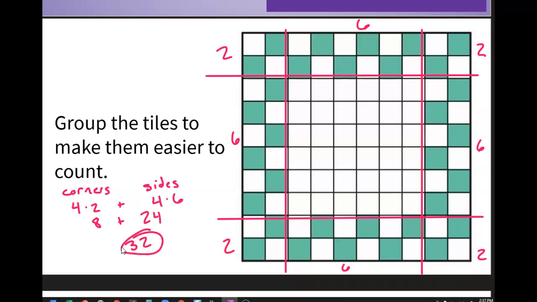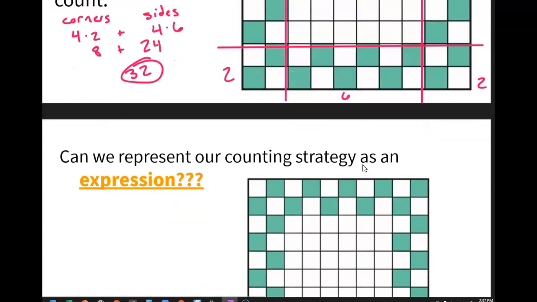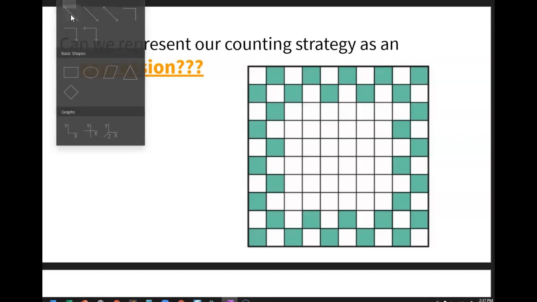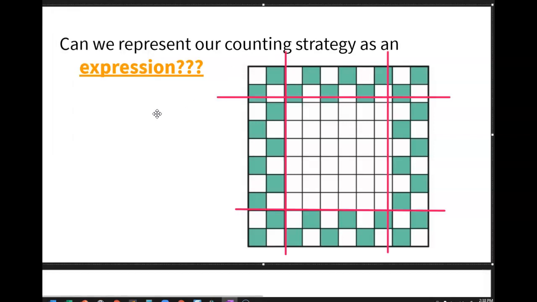So we can see that there are 32 tiles here without having to count them all individually. Now, can we represent our counting strategy as an expression? Interesting. So let me draw these groups again. So there's our grouping. You can't quite get this line right on there, but it's pretty close. And we said we have 2, 2, 2, and 2, and then 6, 6, 6, and 6.